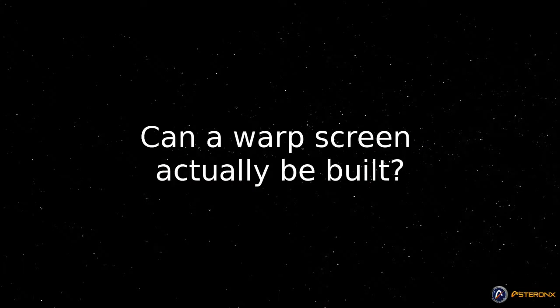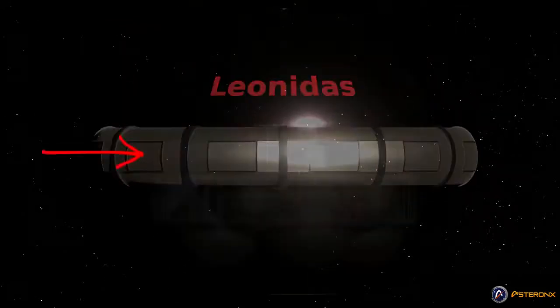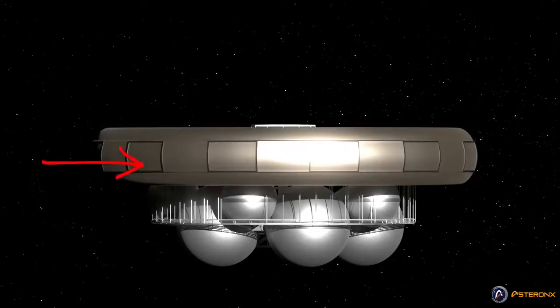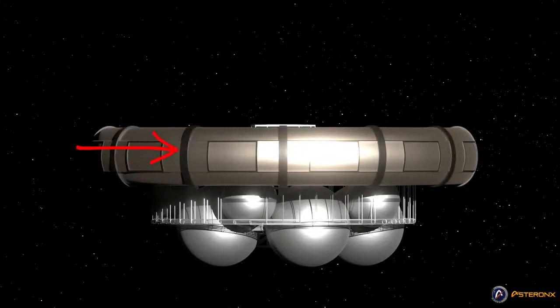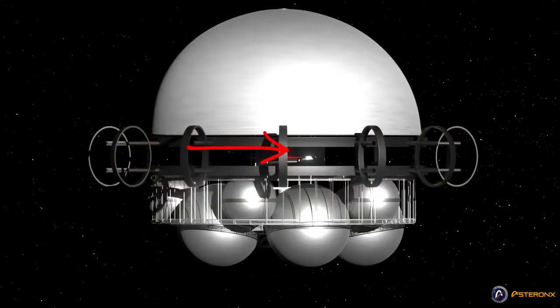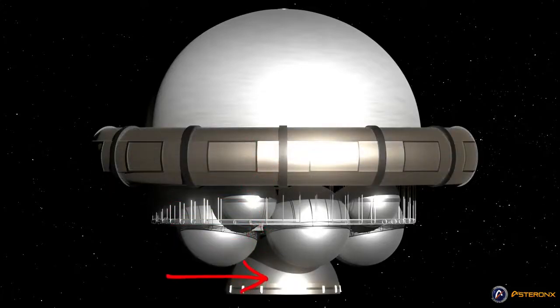Can a warp screen actually be built? Let's do a quick summary of what we need to build a warp screen. 1. Very potent energy source such as fusion. 2. A conductive torus. 3. Strong non-conductive support structure. 4. High voltage, high frequency power distribution system. And 5. A powerful conventional reaction drive such as a fusion or antimatter rocket.